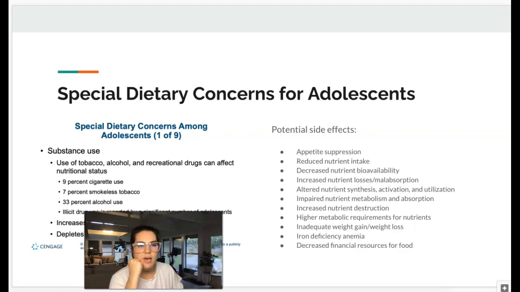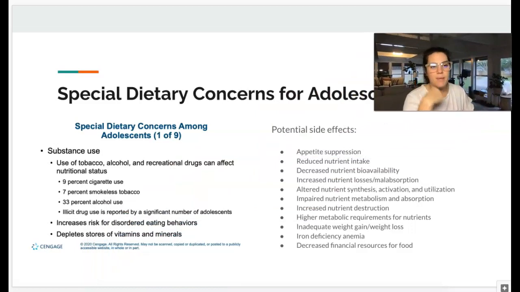Okay, so we talked about how substance abuse may be more widely accepted among adolescents. So cigarette smoking, alcohol, and recreational drugs, of course, can be some of the most commonly used substances. But I think it's important to just address that substance abuse is also related to disordered eating behaviors among adolescents, as well as depletion of vitamin and mineral stores. There's also all of these potential side effects as well.